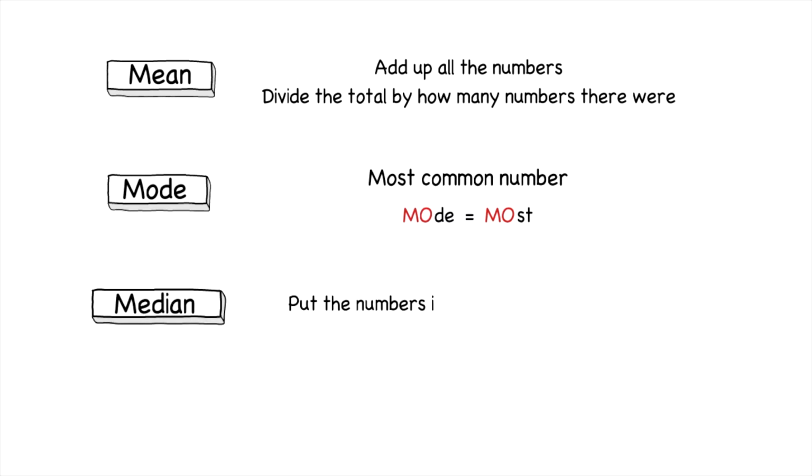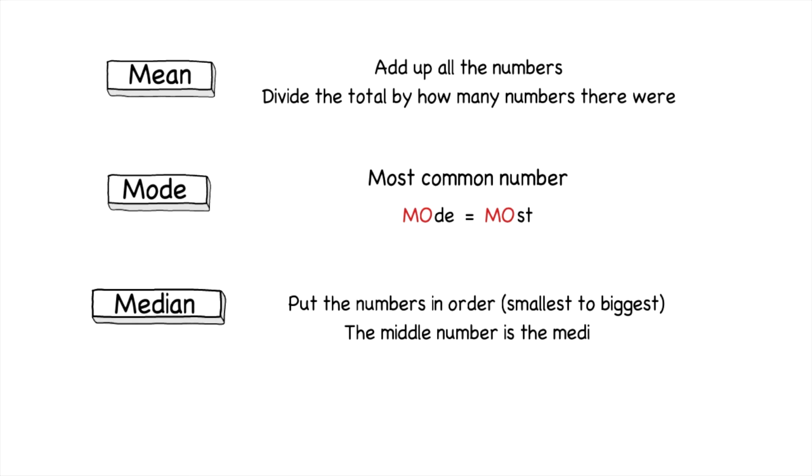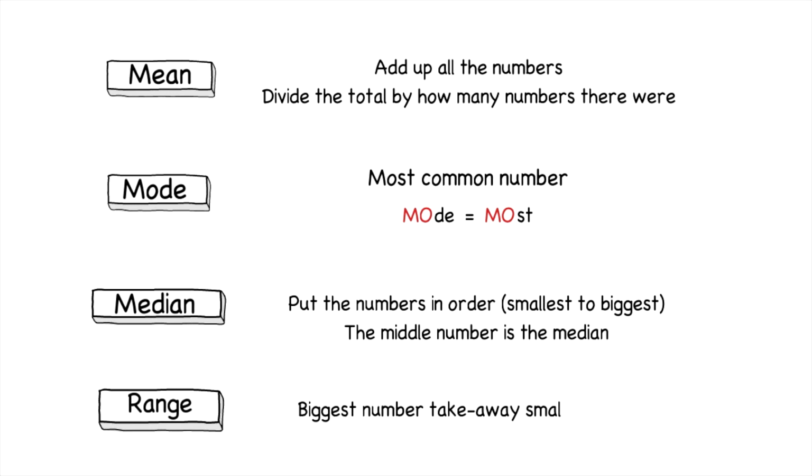For the median, you want to put all the numbers in order from smallest to biggest, and then the middle number is your median. If you end up with two numbers in the middle, you find the number in between those two. The range is just the biggest number, take away the smallest number.